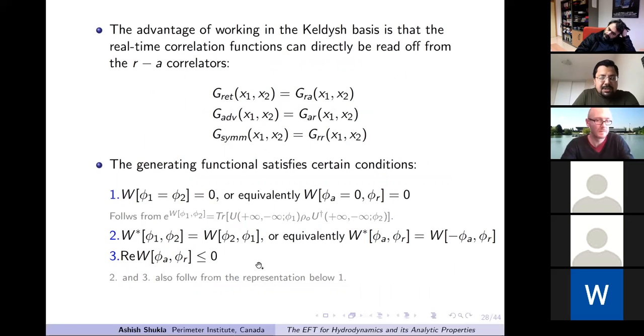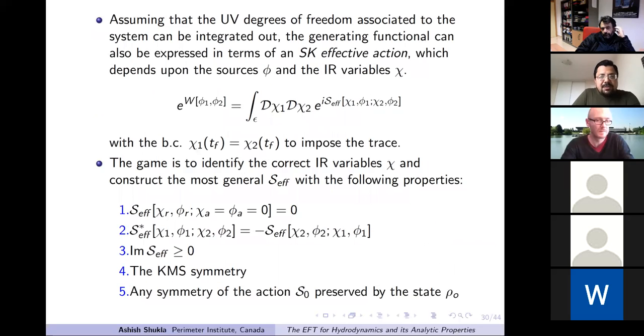Now, if you recall, I just a couple of slides ago showed a few constraints that are satisfied by this generating functional, which follow from its representation as trace of U rho naught U dagger over the closed time path. I can just straightforwardly take these constraints on W and find what they correspond to as far as this effective action is concerned. Okay, and if I do that, what I find is that the effective action, if I set all my A-type fields to be equal to 0, must be equal to 0. Similarly, under complex conjugation, S star effective must behave like this. Okay, the imaginary part of S effective should be greater than or equal to 0.